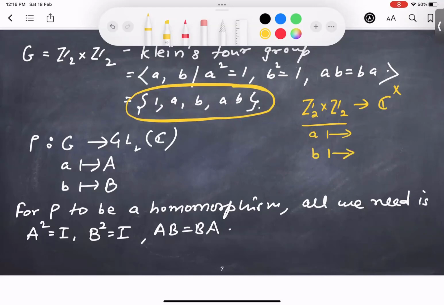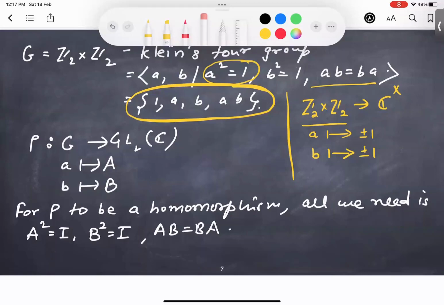So basically you have to see where the generators are going to. A is of order 2, so A I can map to anything whose square is 1. So I can map it to plus minus 1, plus minus 1. And the relators, these relations should be satisfied, and they are satisfied for these elements. So these are representations. A goes to plus minus 1, B goes to plus minus 1. Then I get 4 representations: A goes to 1, B goes to 1, A goes to 1, B goes to minus 1, and so on. Those 4 choices. And then I get 4 linear representations of this Klein's 4 group over complex numbers.